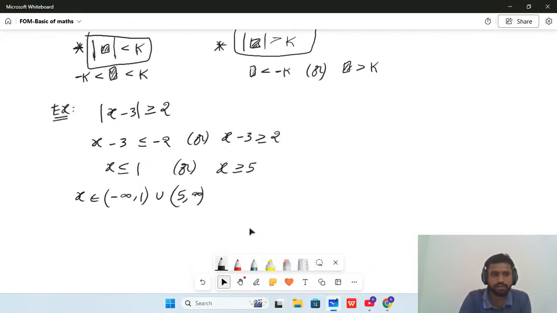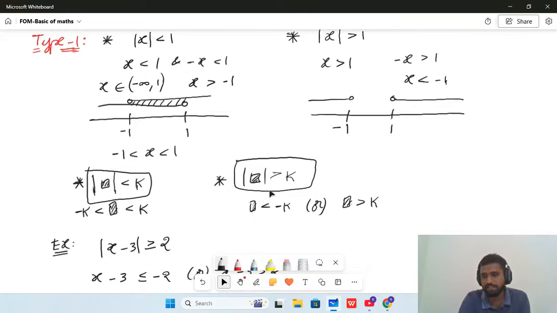We can plan for these remaining six types of inequalities. For each type I'll explain the concept, and with one example we can move to the next type. So within one more session, I'll complete basic maths.